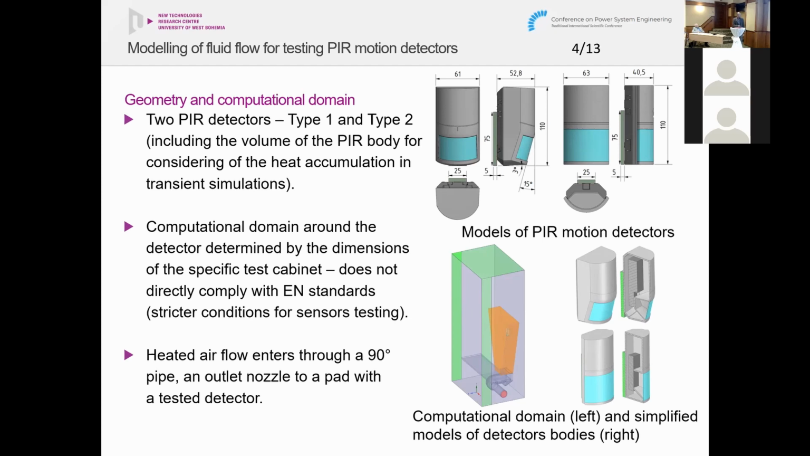In this cabinet there are stricter conditions for sensor testing, and it can in some cases be a problem for the detectors and their function or reactions. The heated air flow enters through an elbow and outlet nozzle to a pad with a test detector, placed here on the wall.